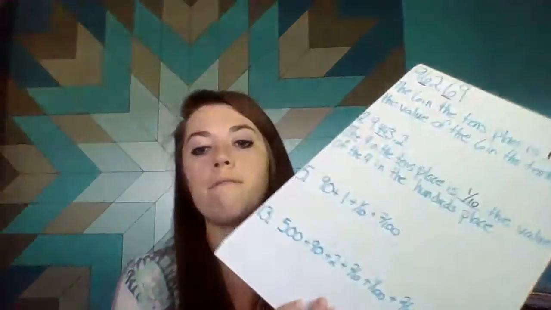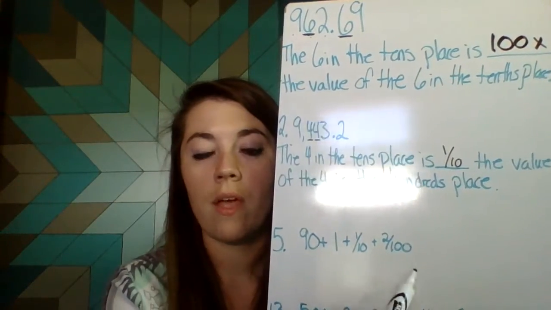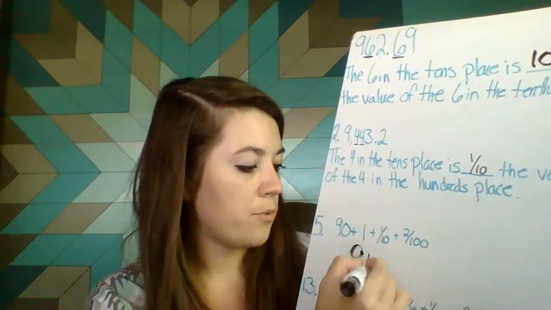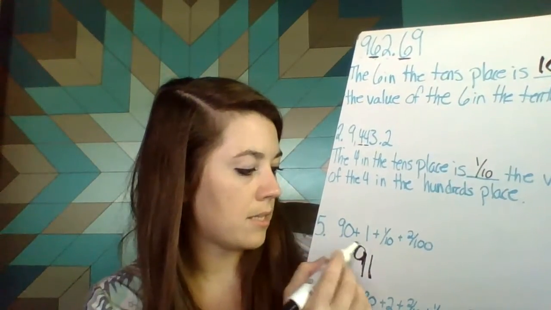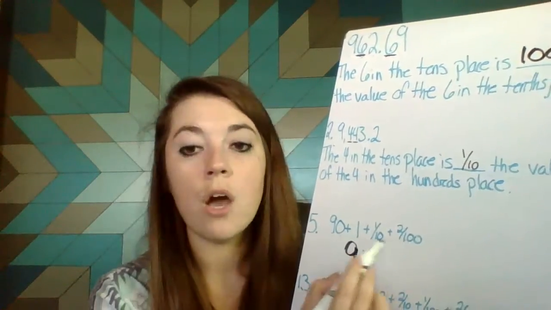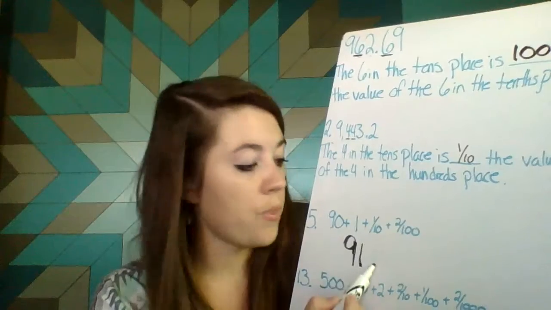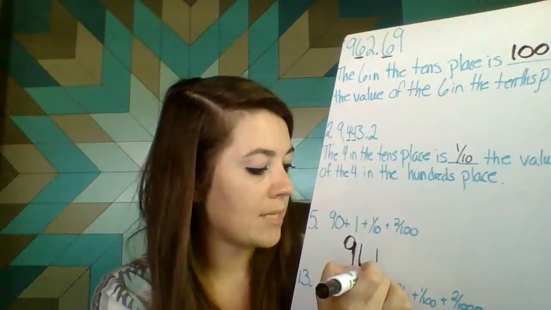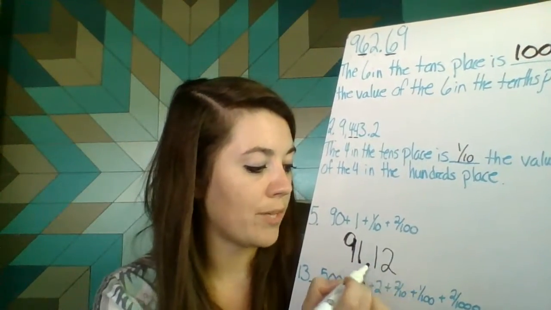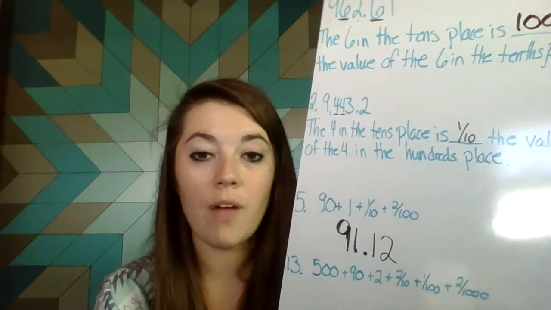Number 5 on that page is 90 plus 1 plus 1/10 plus 2 hundredths. We're going to start with the 9, then we do the 1, because this is in the tens, this is in the ones, so we put the 1 there. Then we're going to have the decimal, because our next two values are over 10 and over 100, which means they're decimals. So 1/10, remember tenths place is right after the decimal, so there's our 1. And 2 hundredths, that means it's right after the tenths place, so it's 2 places after the decimal. So our answer is 91 and 12 hundredths.